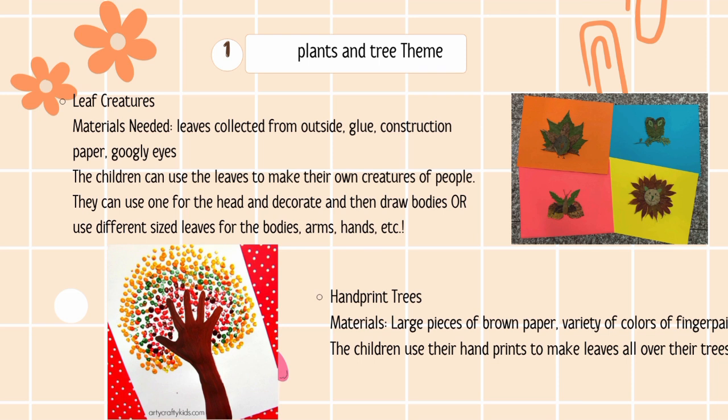Another example is handprint trees. Materials: large pieces of brown paper or white bond paper, and a variety of colors of finger paint. The children use their handprints to make leaves all over their trees.